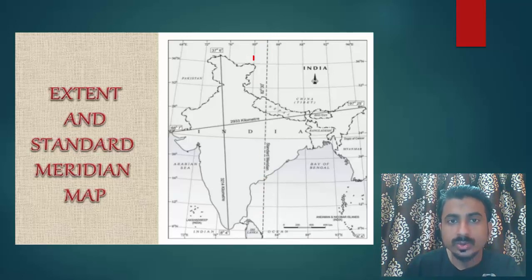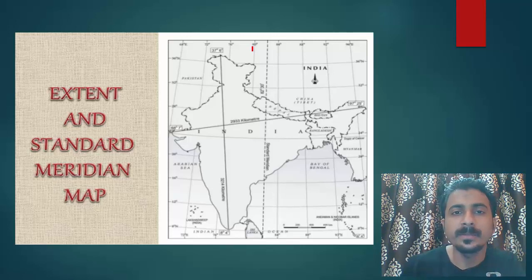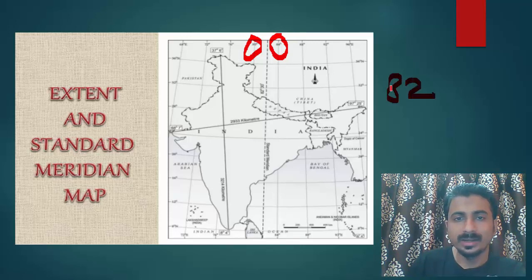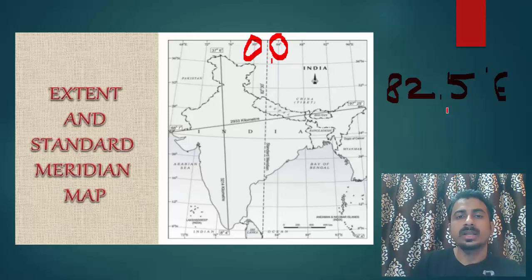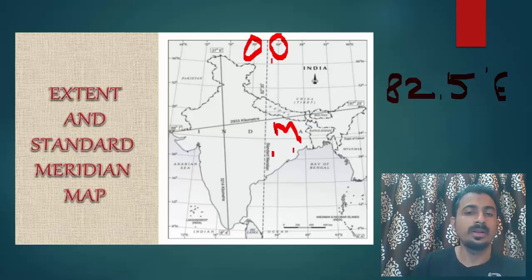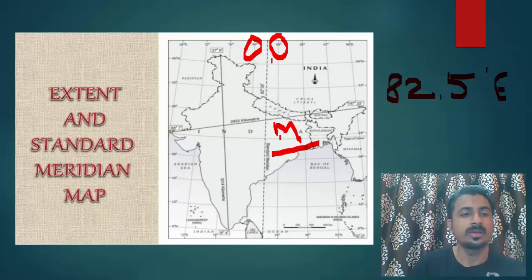See this dotted line. If you see properly, this is 80 degree, and this is 84. So what comes between 80 and 84? 82, and it's a bit towards the east. If you see, this square, this area is less, the cut part. So this is 82.5 degree east. This is our standard meridian which goes through Mirzapur. Okay, you remember Kaleen Bhaiya from Mirzapur? So now you will remember Indian Standard Time is taken from Mirzapur.